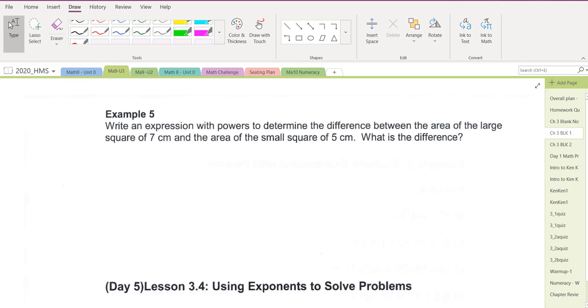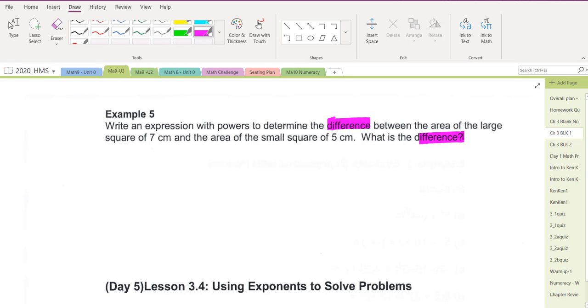Okay, write an expression with powers to determine the difference between the area of a large square and a small square of those given lengths. What is the difference? So it's asking us for, Mohit? Difference is subtracting. All right. So what are we subtracting? What is the question asking us to subtract, Jacob? 7 squared and 5 squared. You did one step ahead of me. I just want to make sure you're not wrong. I'm using too many double negatives there, confusing myself.